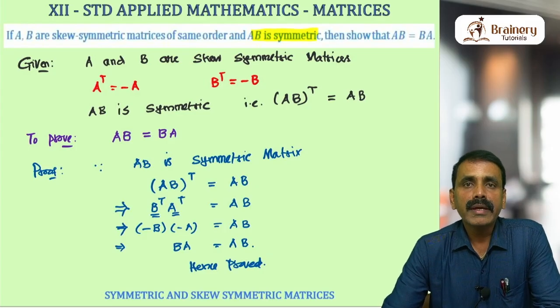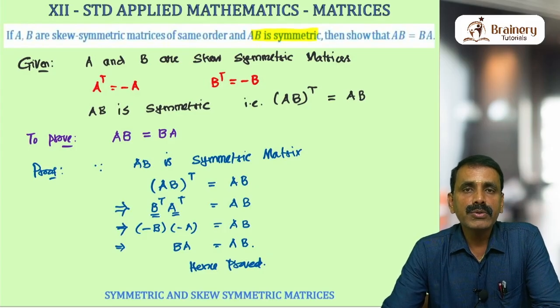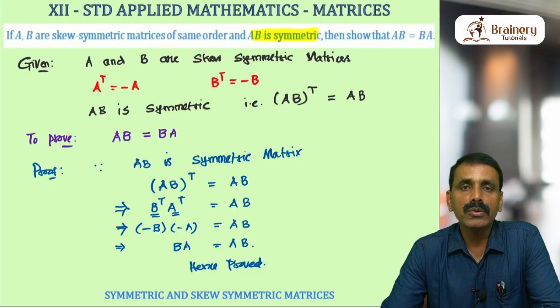So we have taken matrices A and B as skew symmetric matrices, and the product AB is going to be symmetric. In that case, we have proved AB is equal to BA. The commutative property holds good in the multiplication.